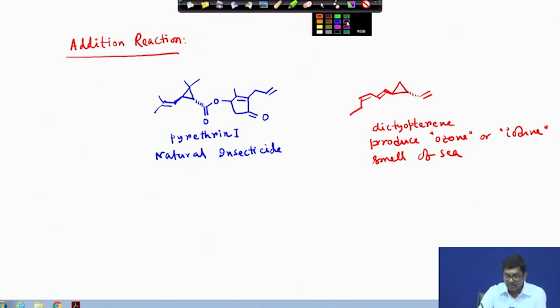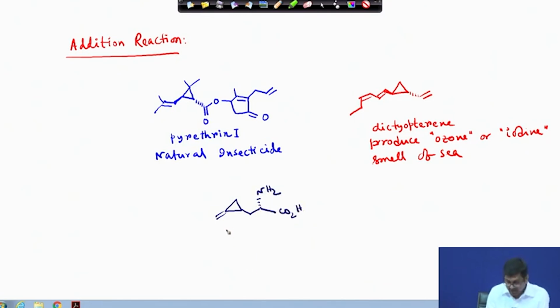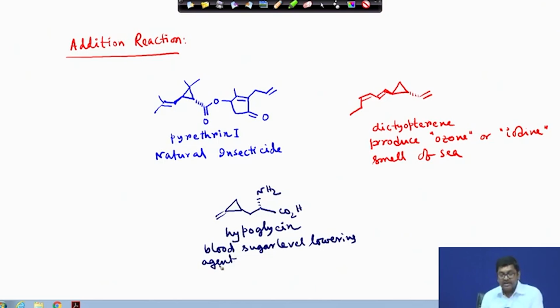One more example we will learn. This is also another small example. The name of this cyclopropane-containing organic molecule is hypoglycine. Okay. So, how does this work? This is working to lower the level of blood sugar. Okay. So, blood sugar level lowering agent. Okay. And this has been isolated from the unripe fruit of the ackee tree.